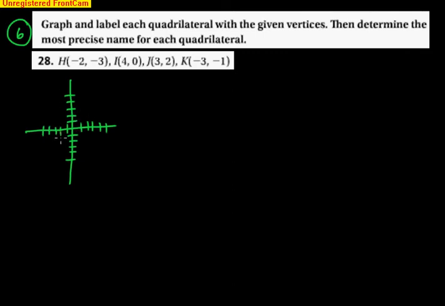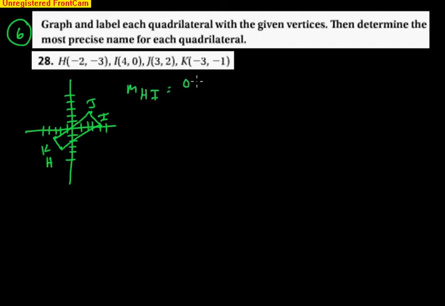So H is at -2, -3. I is at 4, 0. J is at 3, 2. And K is at -3, -1. And if I'm looking at this and I'm saying to myself, hey, I think it looks like a rectangle, but let's show why. Okay? So we've got to find the slope.